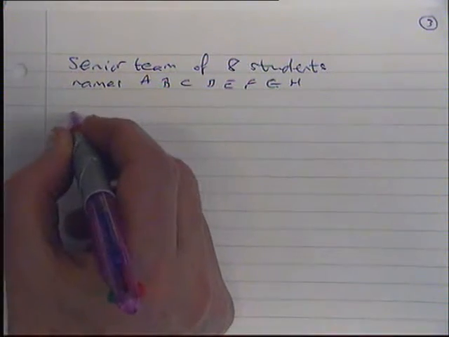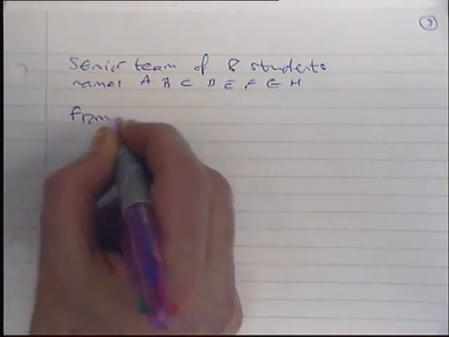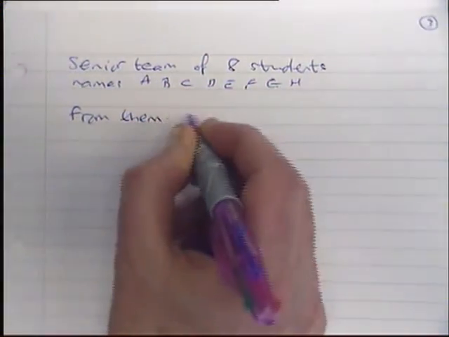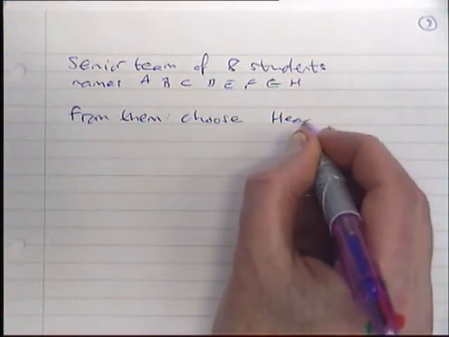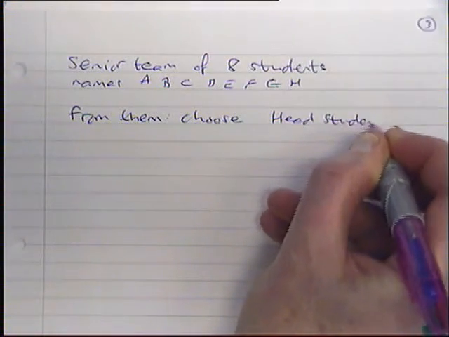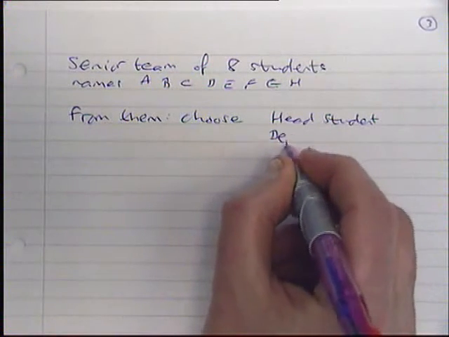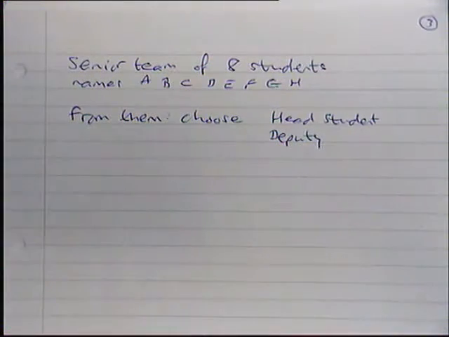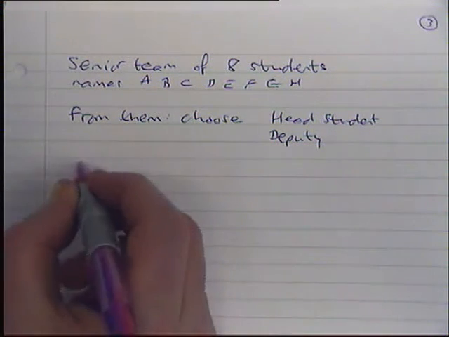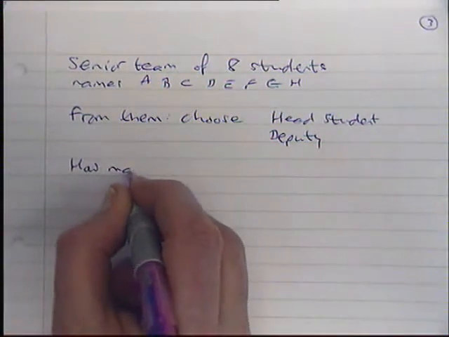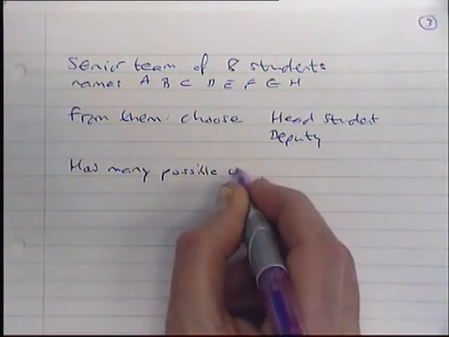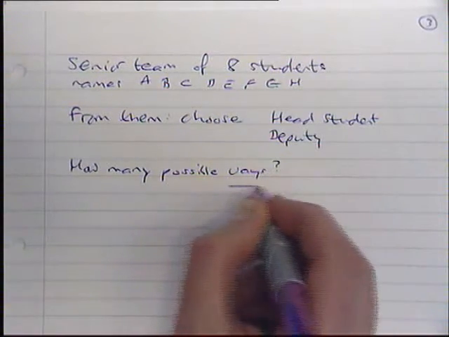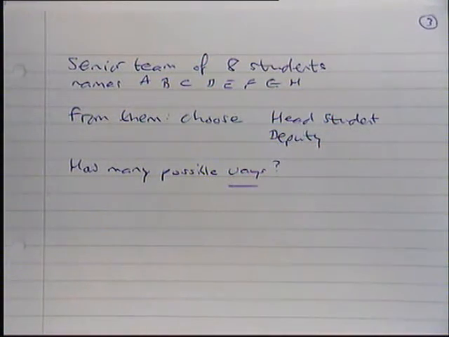Now, what we need to do from our senior team, from them, we need to choose a head student and a deputy. And we want to know how many ways there are of doing this. So that's like the question. I don't understand the question.